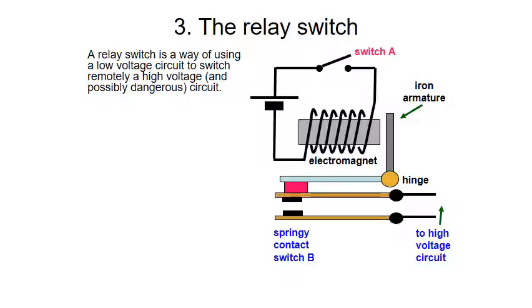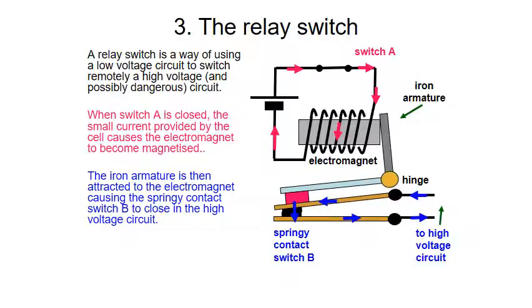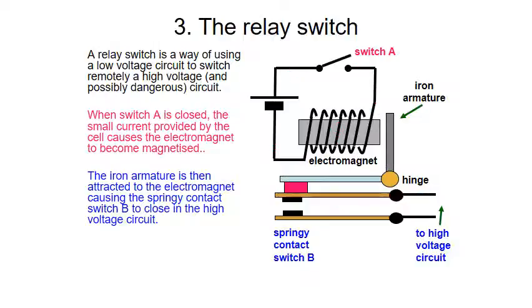Another example is the relay switch. A relay switch is a way of using a low voltage circuit to switch remotely to a high voltage and possibly dangerous circuit. When switch A above here is closed, the small current provided by the cell causes the electromagnet to become magnetized. Therefore, the iron armature is attracted to the electromagnet, caused by the current flowing in the solenoid, and the springy contact switch B closes in the high voltage circuit.